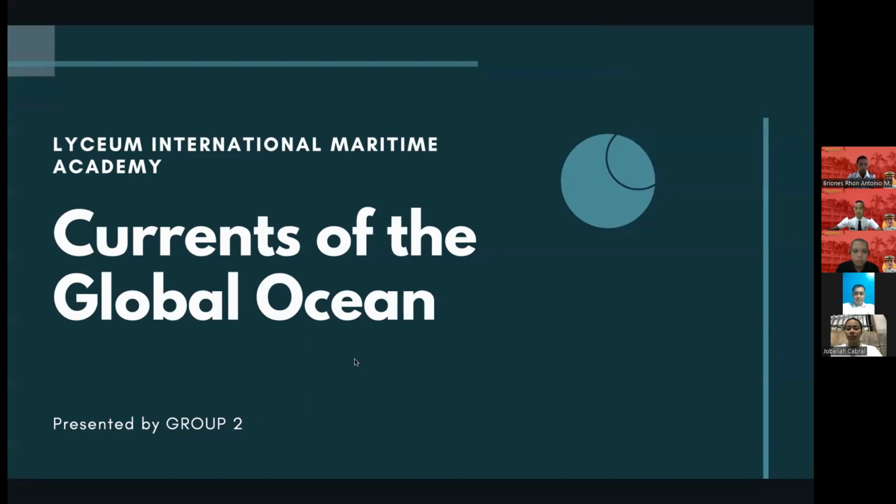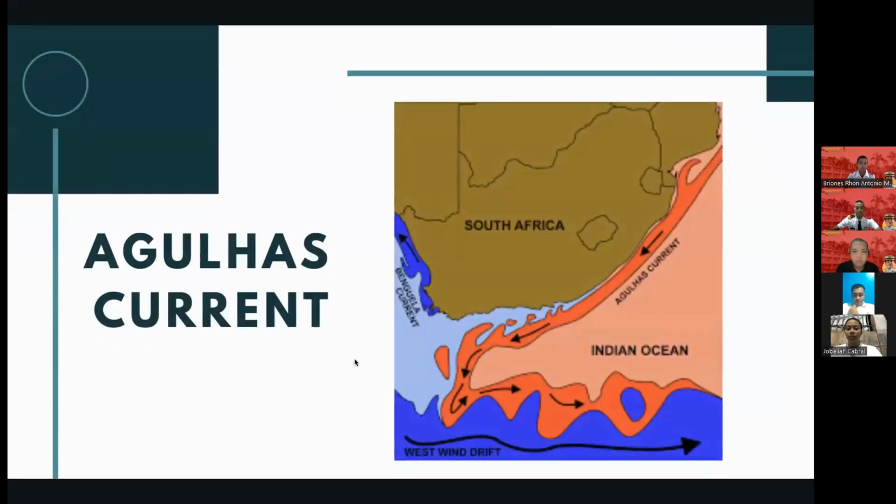This is the chart description or location on the map of the said current. We can see that the Agulhas Current is in the south coast of South Africa.